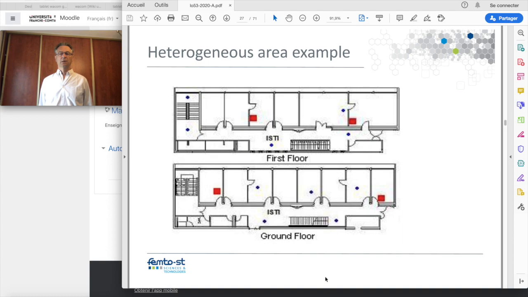In a corridor, you have no wall from the left part to the right part, and when you are in a room, you are going to have a lot of walls from one room to another one. So it is quite difficult to differentiate these two environments.